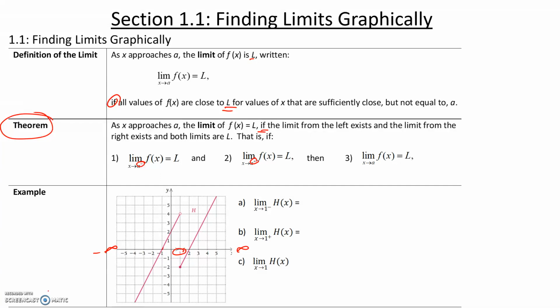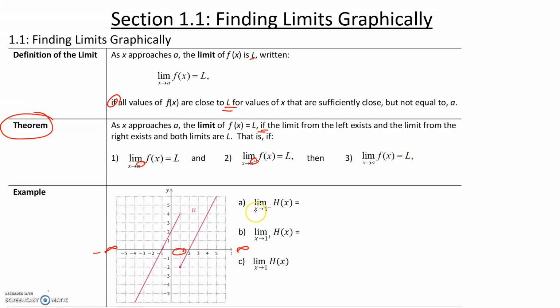Now this theorem says that if the limit of f of x is equal to L when x approaches a from negative infinity or from the left and from the right, then the limit as x approaches a of f of x is equal to L. Then the limit exists. Let's take a look at an example.